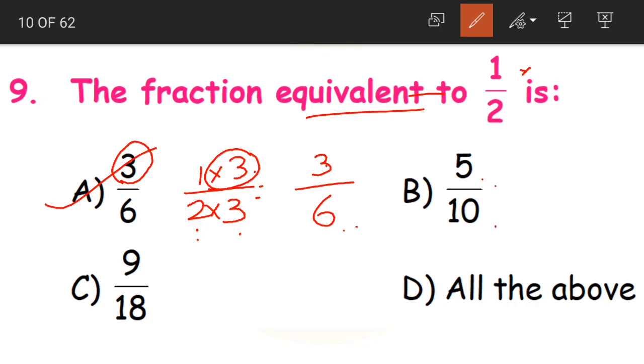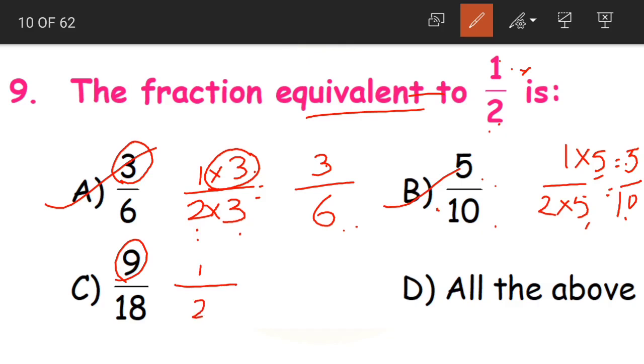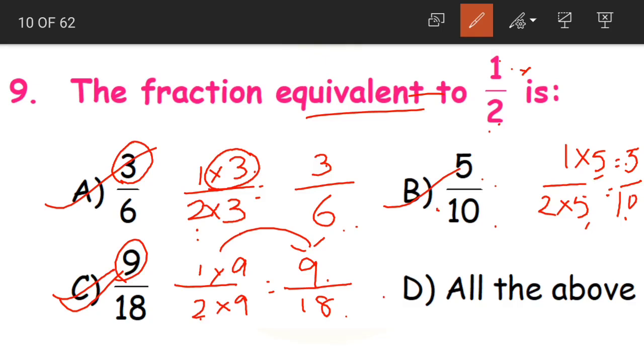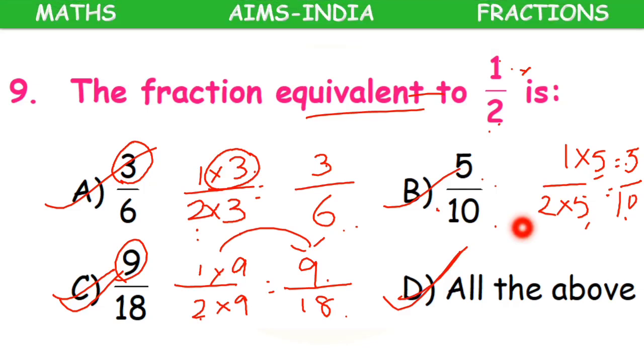And even if you look at option B here, children, we have 1 5s are 5 and 2 5s are 10. Yes, if we multiply both numerator and denominator by 5, we will get 5 by 10. Okay, so option B is also correct. Now here, we are having 9, right? So 1 9s are 9, and again 2 9s are 18. So 9 by 18 is also an equivalent fraction. So what will be the correct option? Option D. All of the above are equivalent fractions to 1 by 2.